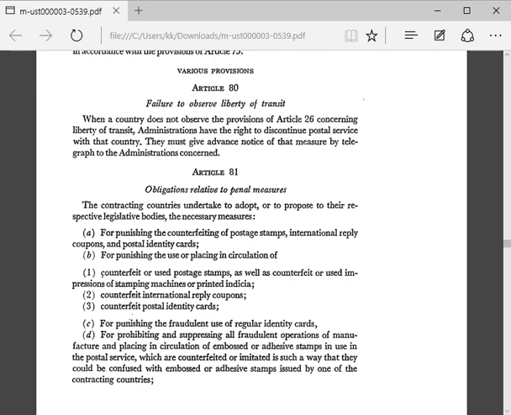Article 80. Failure to observe liberty of transit. When a country does not observe the provision of Article 26 concerning liberty of transit, administrations have the right to discontinue postal service with that country. They must give advance notice of that measure by telegraph to the administrations concerned.